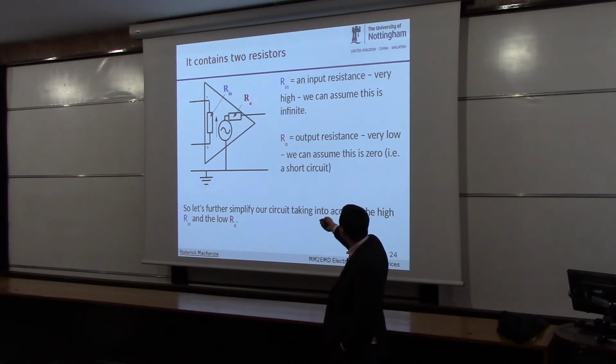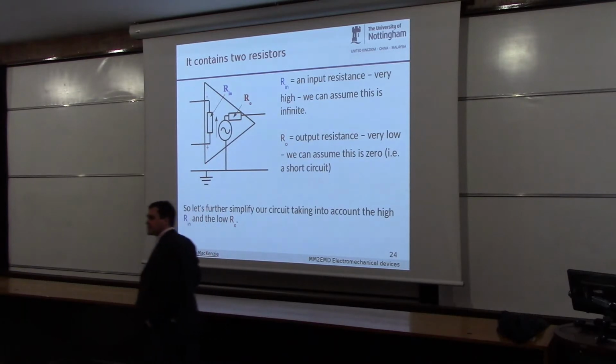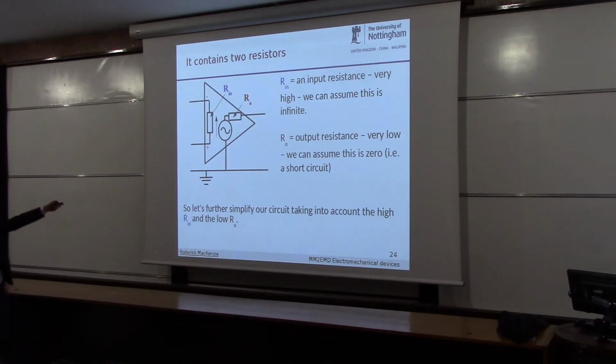And this is the output resistance. Usually, in an ideal op-amp, R out is very, very small. In fact, it's so small we can consider it 0. So the assumptions are that this is infinite, and this is 0, okay?